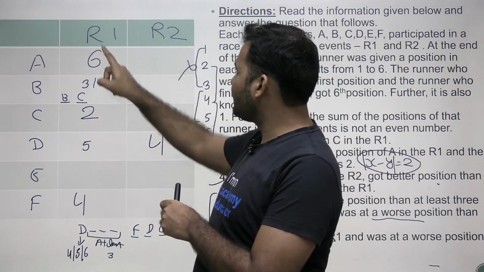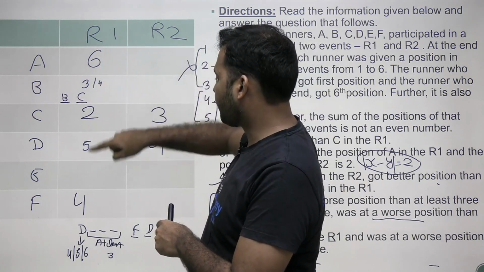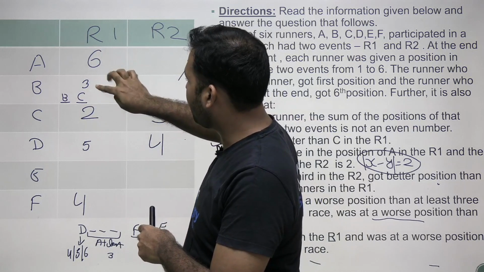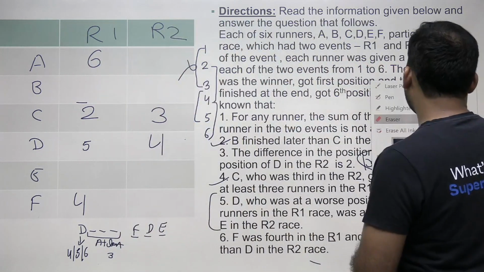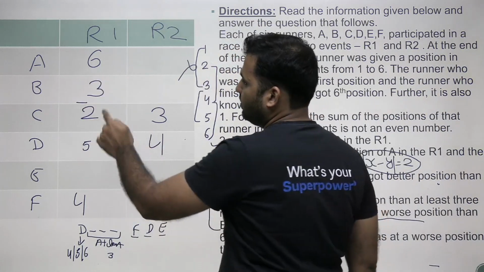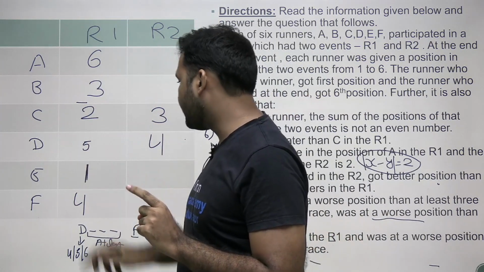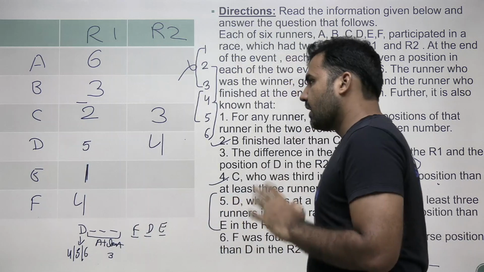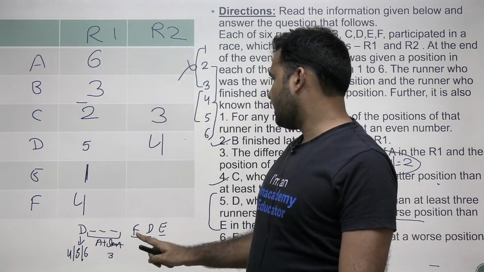Now 5 and 6 are already used. So I'll be left with only these 2 cases, 3 or 4. But 4 is already used. So the only option for B rank would be 3 here. So the B rank in race 1 would be 3 here, right? So 2, 3, 4, 5, 6. The only rank that is left is 1. So 1 will come over here. Now, F rank is worse than D.